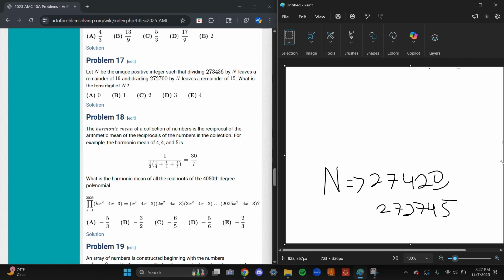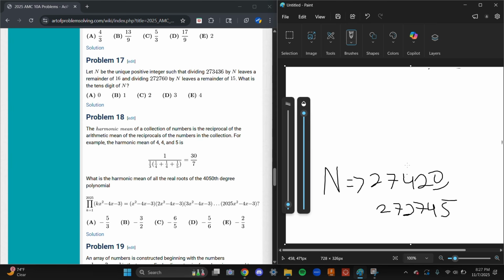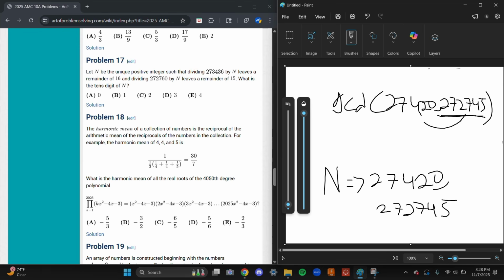So we're essentially trying to find some common divisor here, right? The greatest common divisor between 27420 and 272,745. So let's do that here, right? 27420 and 272,745. By the Euclidean algorithm, we can just take any number of multiples of this number and subtract it from this number, right? So let's subtract, and we can do the same for this number here.